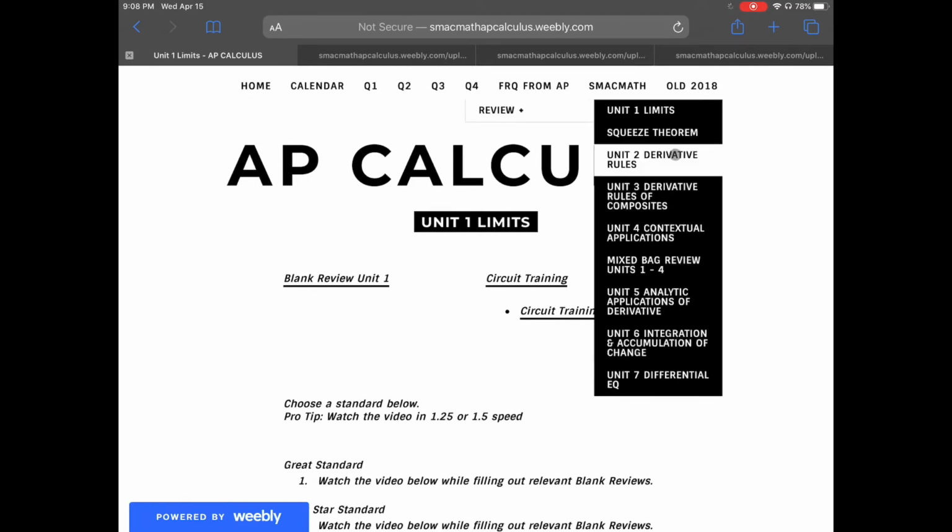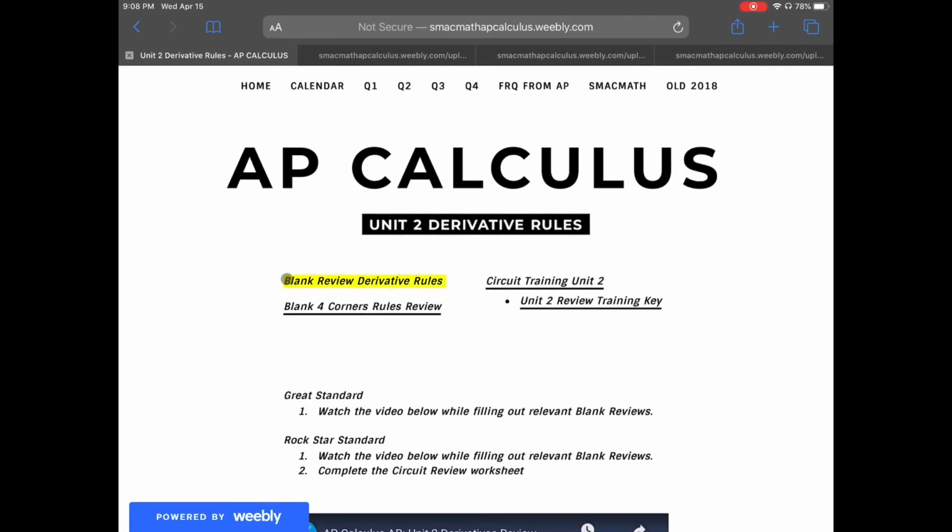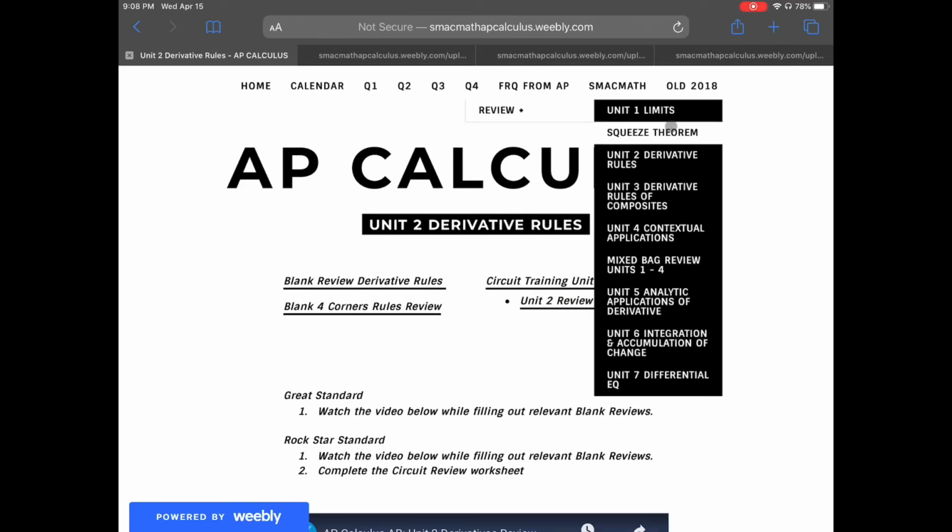Second review. There are 2 blanks that go with the video. And then there's the circuit training review. These first 2 go with the video. This is extra work to practice, and there's a handwritten key that I've made on your behalf. The squeeze theorem video is right here. It's between units 1 and 2 because it was mentioned in unit 1.